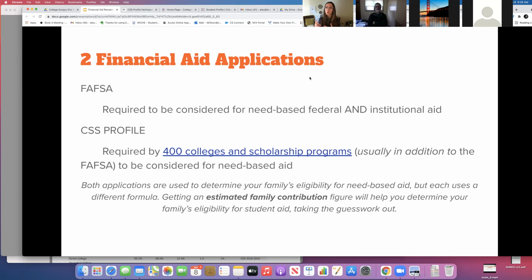The CSS scrutinizes a lot more. However, schools that require the CSS Profile typically have more money to award. So yes, they're scrutinizing, yes, they're asking more questions, but often those are schools that are awarding more need-based aid. Often those are schools that meet 100% of demonstrated need, and so it's often worth your while to spend that extra time doing it.